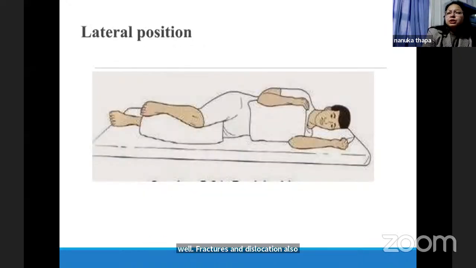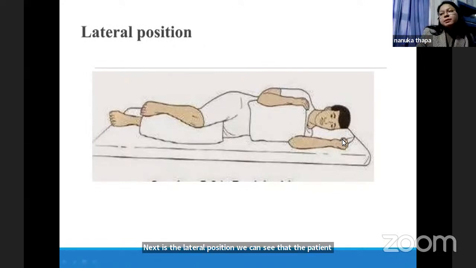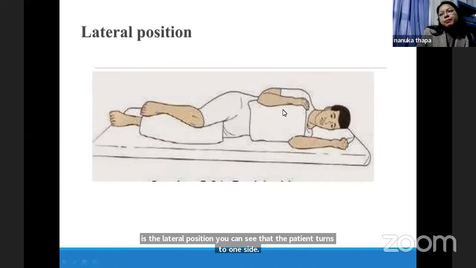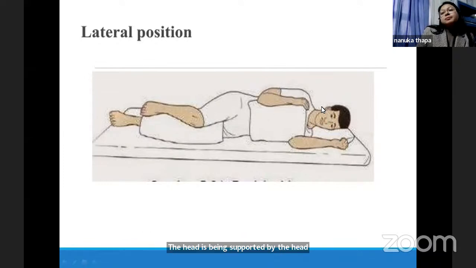Next is the lateral position. We can see that the patient turns to one side. The head is supported by a head pillow. There's an additional pillow where the patient can place their hand. This is the dependent hand. This is the non-dependent hand. And the non-dependent leg is flexed over a pillow. There should not be any obstruction in the lower, dorsal or ventral rib cage so that the patient can breathe easily.